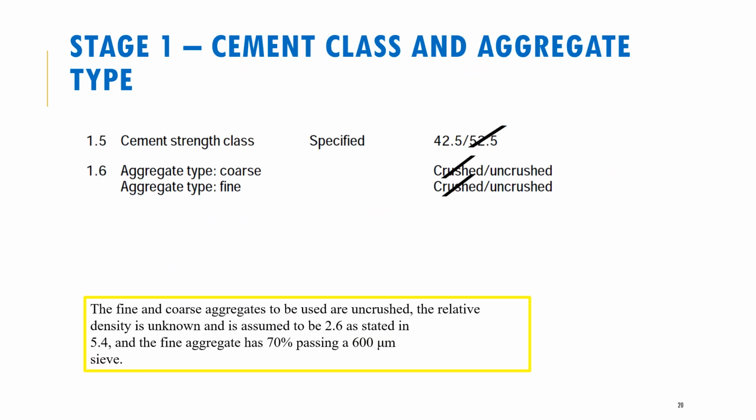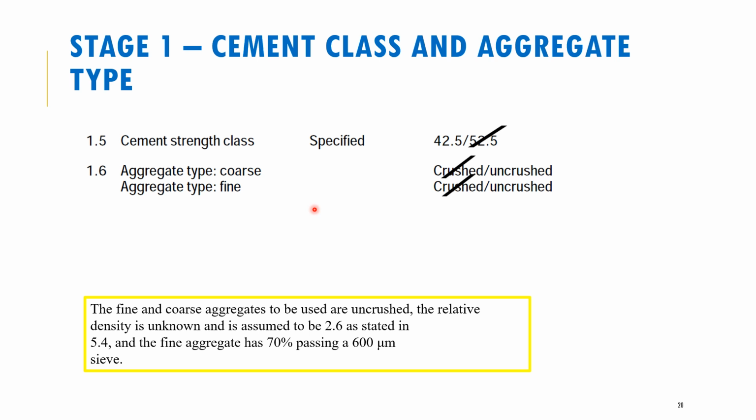Okay, so that's for stage 1. So the previous 4 steps were specific to the mean strength of the concrete. Now we move on to obtaining information that would enable us to come up with the water to cement ratio, the free water to cement ratio.